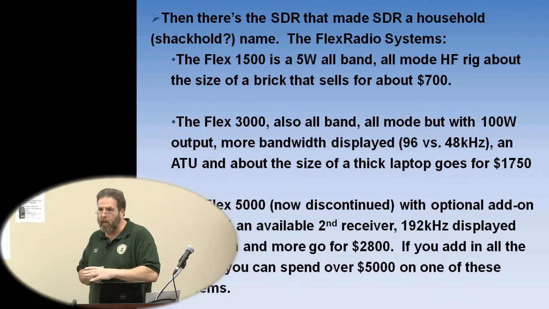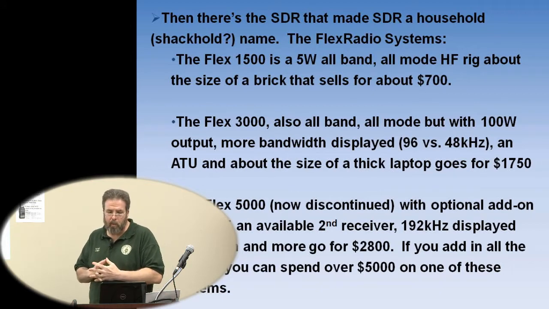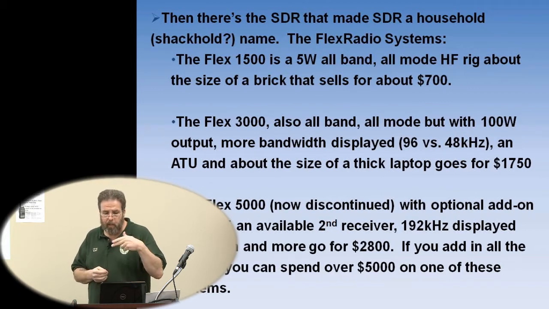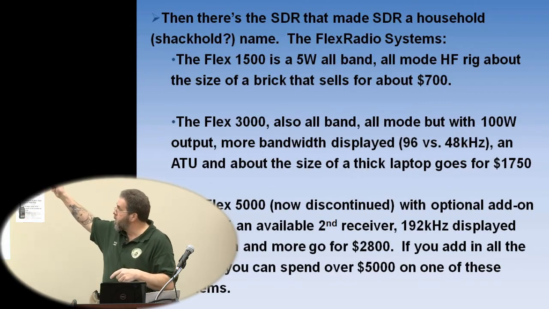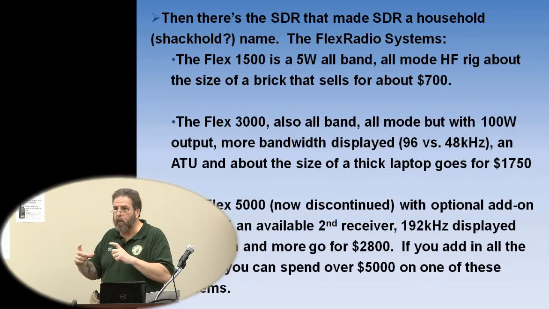Usually around Christmas time, they're like $100 off. They usually drop the prices for the season. The 3000 is the size of a laptop, and it's a 100-watt radio with a built-in antenna tuner. It's a nice unit. And again, the difference in these, as they go up also, besides power, is how much spectrum you can look at.